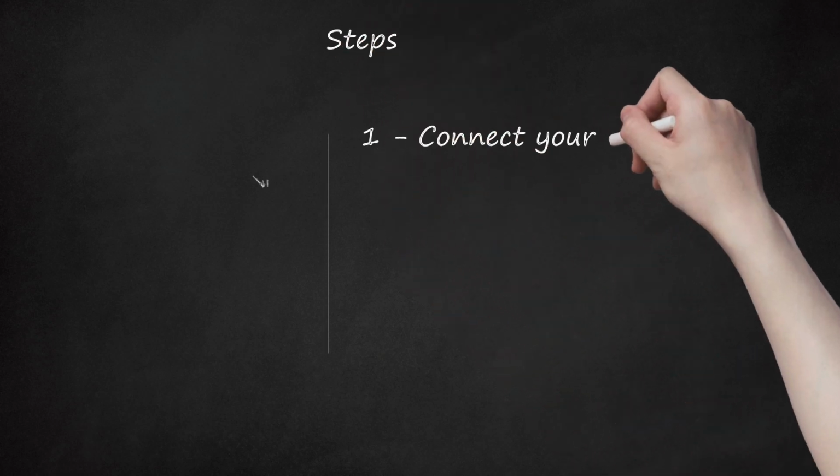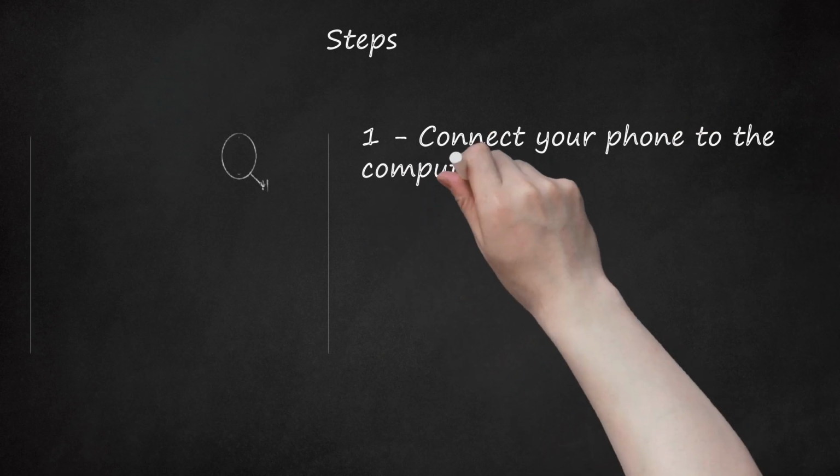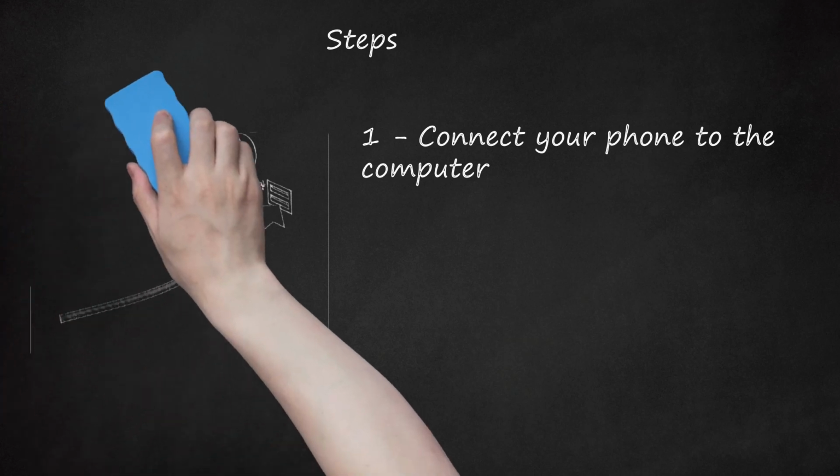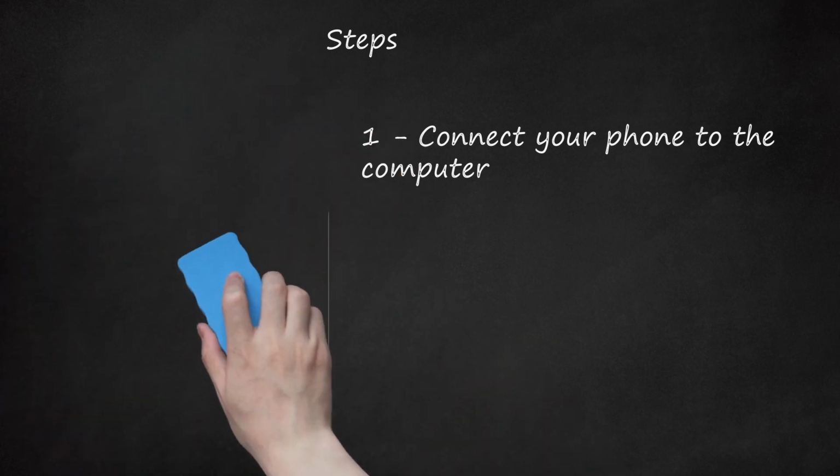1. Connect your phone to the computer. If both devices have Bluetooth, use that. If your phone has Bluetooth but your computer does not, consider getting a Bluetooth adapter for your computer. Or, you can get a cord to connect them, which is what you'll need to do if neither of the devices have Bluetooth.